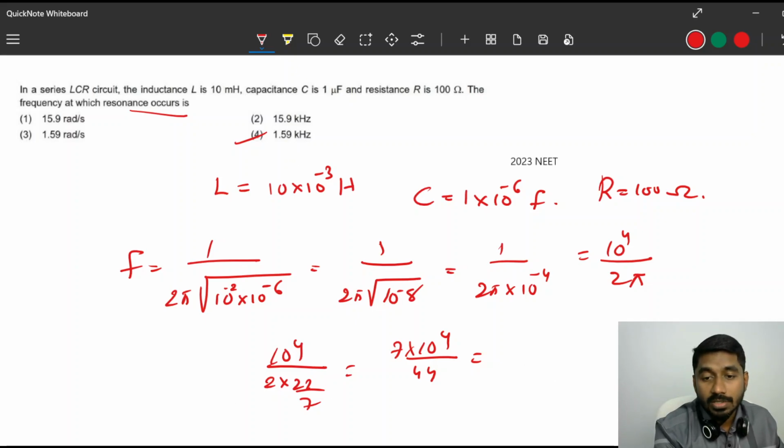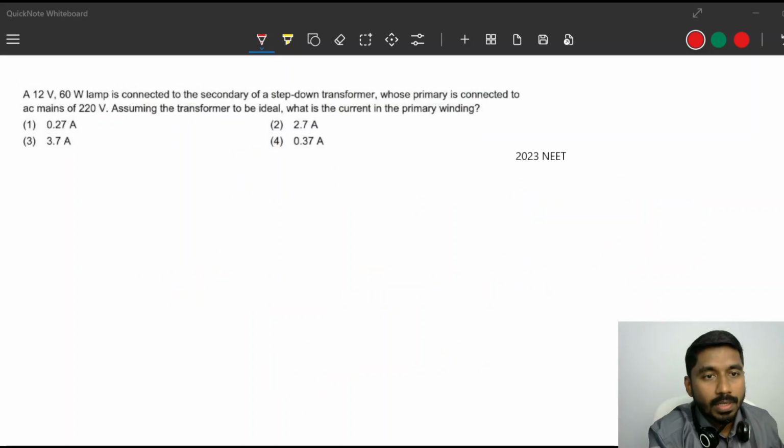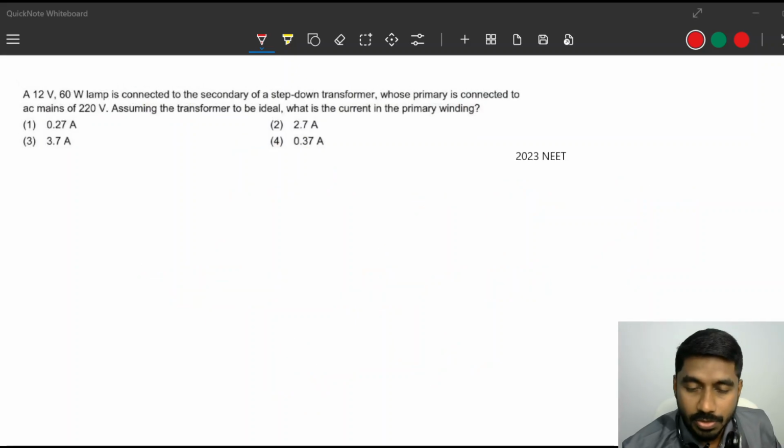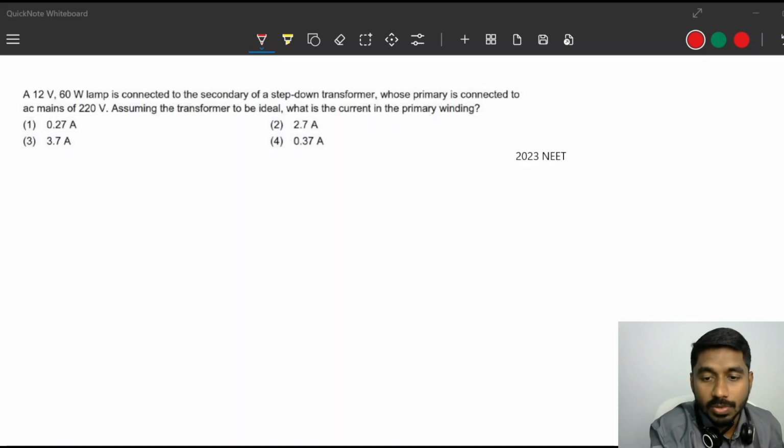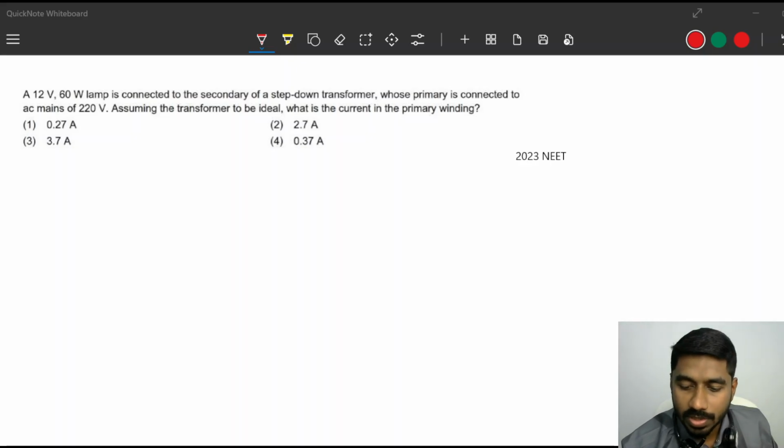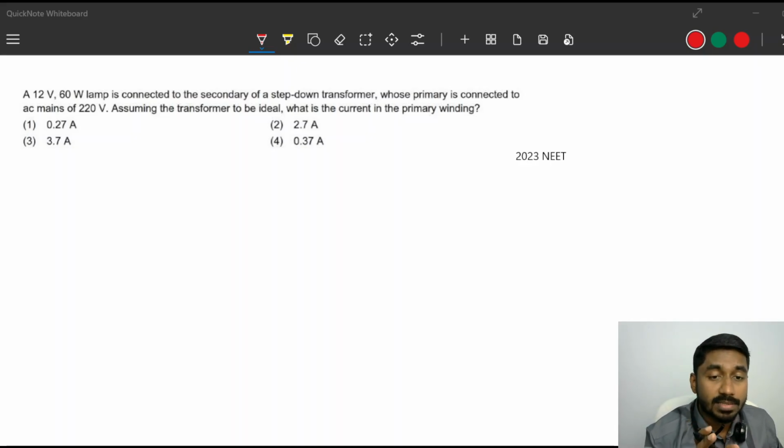So let's move on to the next question from 2023. The next question is from 2023 NEET. Let's do this question. You see that inductive reactance and capacitive reactance things are coming, and transformer questions are also coming. This is the second question from 2023 NEET. A 12 volt 60 watt lamp is connected to a secondary.